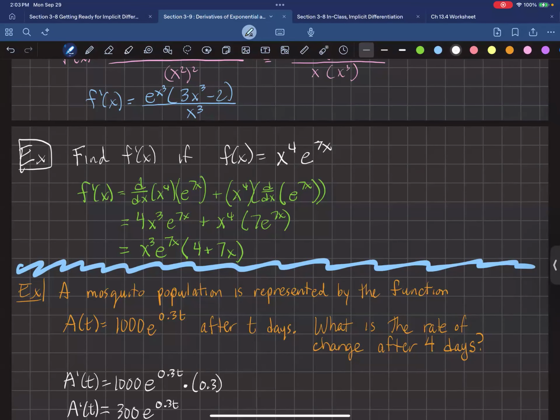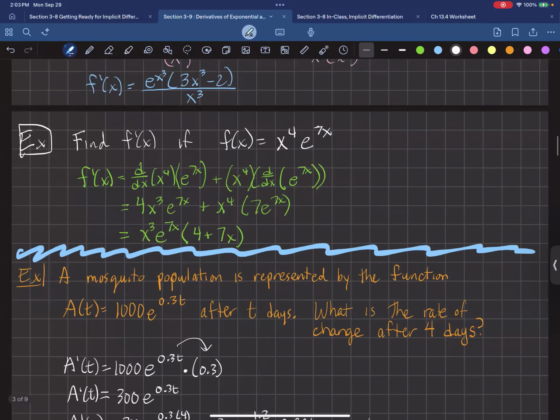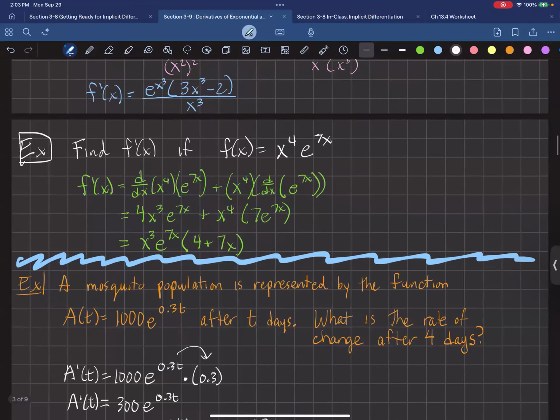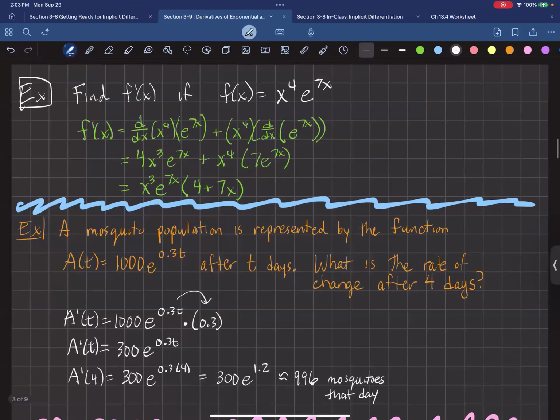The 1,000 is just a coefficient. The derivative of e to the anything is itself times the derivative of the exponent. The derivative of the exponent here is 0.3. And if we multiply the 0.3 times the 1,000, we get 300 e to the 0.3t. That's for any day t. When we plug in t equals 4 days, A prime of 4, we get 300 times e to the 1.2. It's approximately 996 mosquitoes that day.